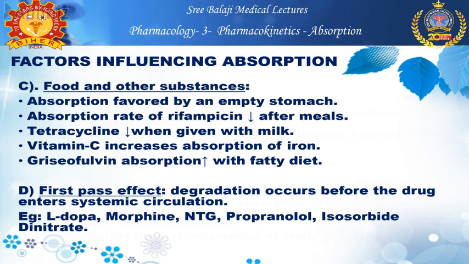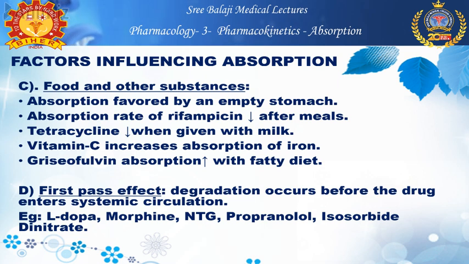Then first pass effect. That is the degradation that occurs before the drug enters the systemic circulation. Most drugs that go into circulation go into the hepatoportal vein and enter the liver, where they undergo first pass metabolism. Then again it will be secreted through bile into the intestine, and again it will get absorbed. So before reaching the systemic circulation, these drugs have gone through enterohepatic circulation.